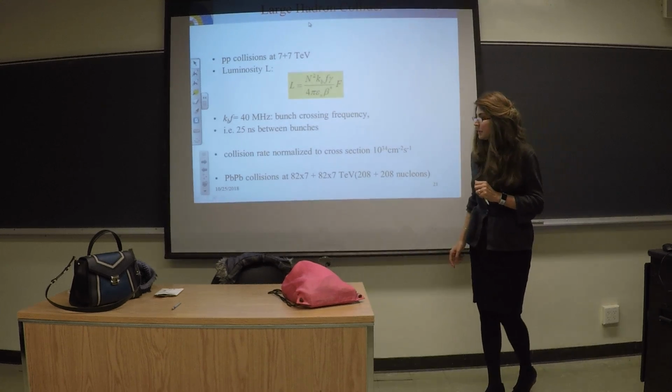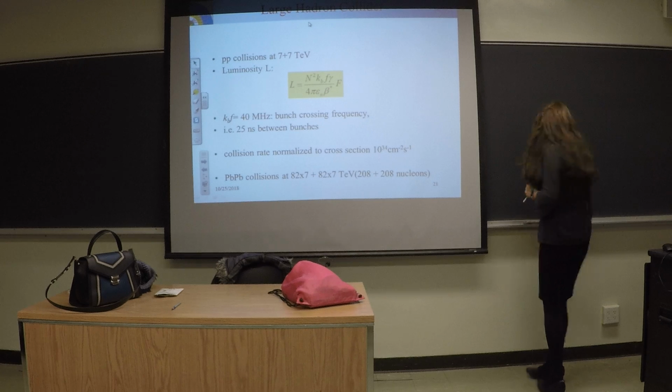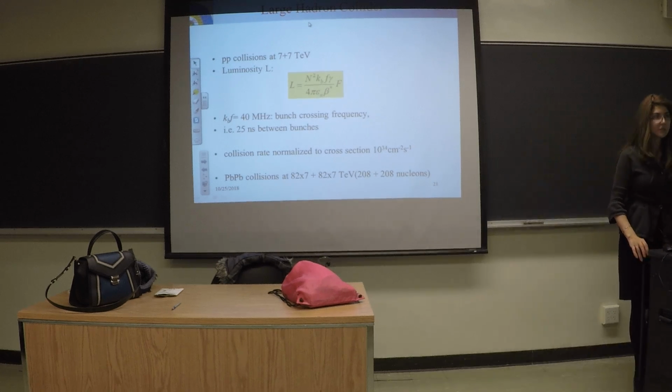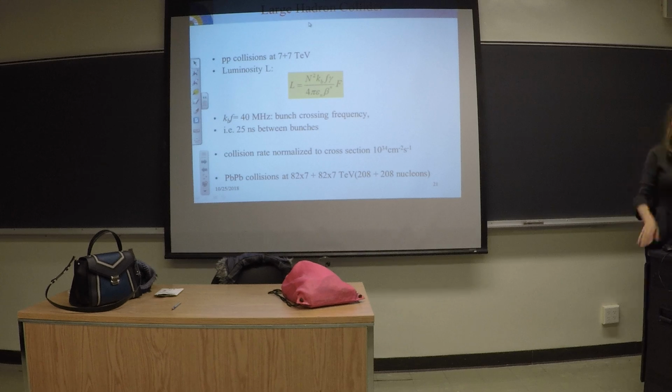No pen, nothing. Anyway, I will try to remember. The rate is equal to L times sigma, where the rate is the rate of interactions per second, L is the luminosity, which is the interaction rate per inverse cross-section, and sigma is the cross-section.